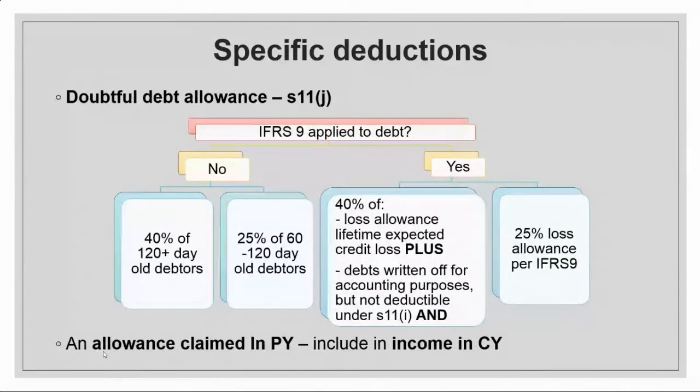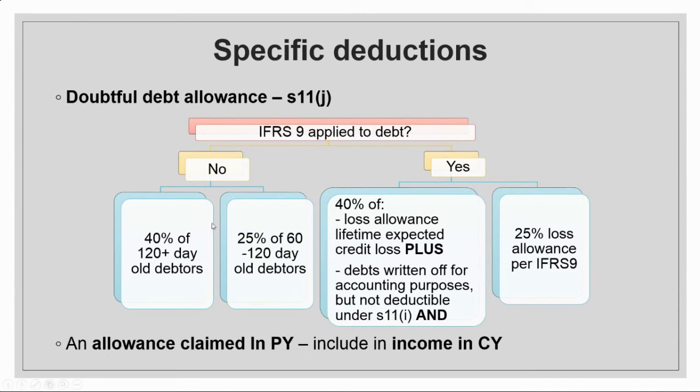Doubtful debts. The new rules are you have to look if IFRS 9 has been applied. If IFRS 9 has not been applied, you apply 25% for everything 60 to 120 days old debtors, and everything over 120 days would be 40%. Now, in a question, if they don't specify the period, then you just apply the 25%. Okay. If you have applied IFRS 9, then you use 40% of the loss allowance lifetime expected credit losses plus the debt written off for accounting purposes, and then you get an additional 25% allowance per IFRS 9.